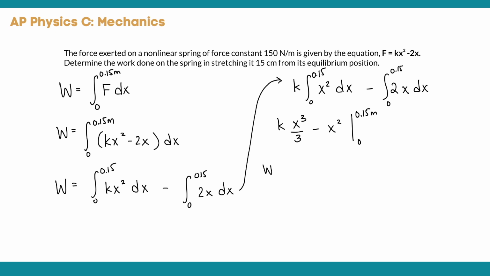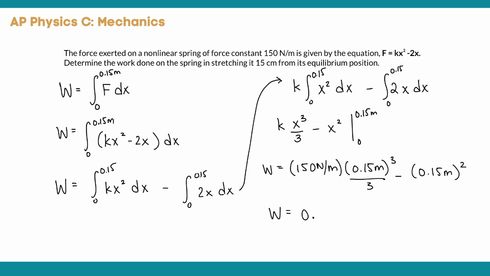Okay, so the work done, I'm going to go ahead and put that 150 newtons per meter in there for my constant. 0.15 meters cubed in there. Okay, we're dividing that by 3 minus 0.15 meters squared. And the work done in stretching that spring with that equation for the force exerted on it is equal to about 0.15 joules. And guys, that's kind of just a coincidence there, just FYI, that we went to 0.15 meters, and that was also our answer there. But that's what we would come up with for the work done.